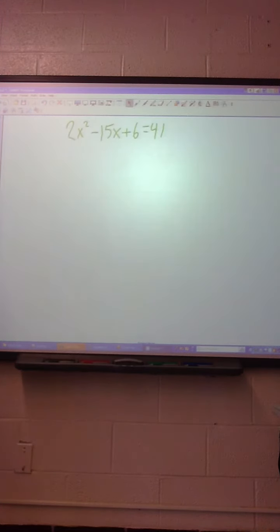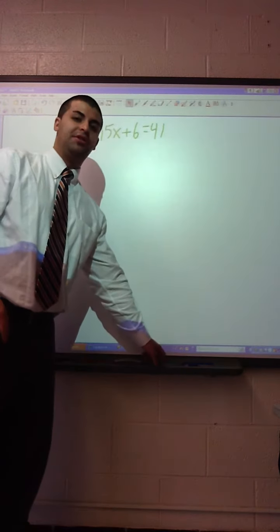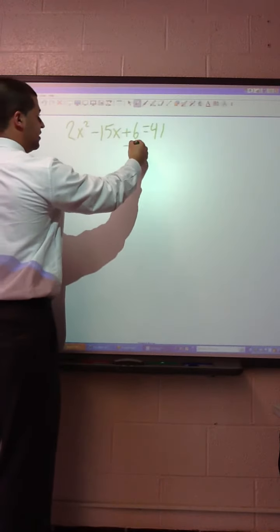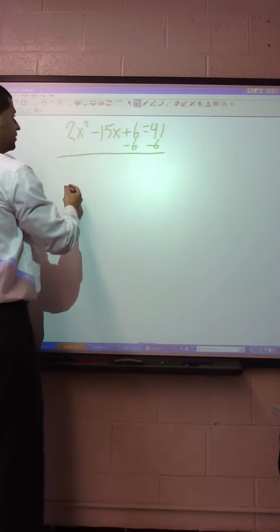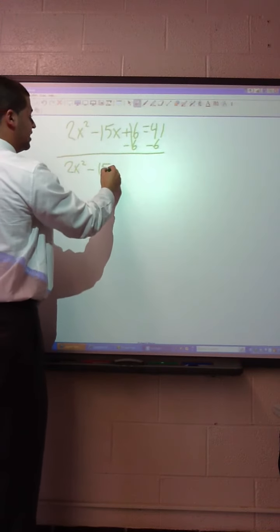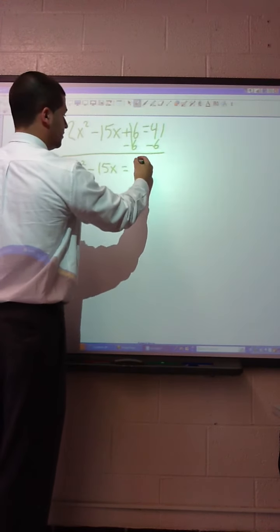So let's look at this last one. This one's going to create a couple issues for us. First, why don't we isolate our constants? It's halves over here, just make it a little more organized. So we're going to say 2x squared minus 15x equals 35.